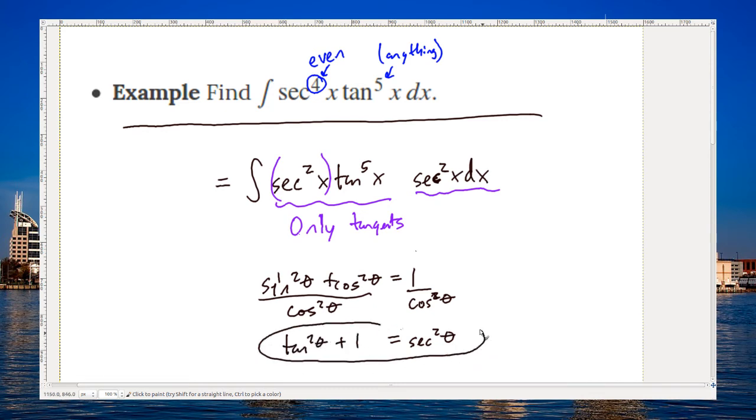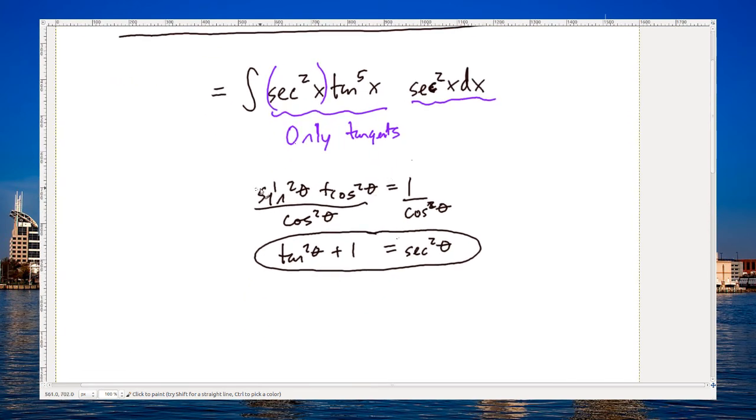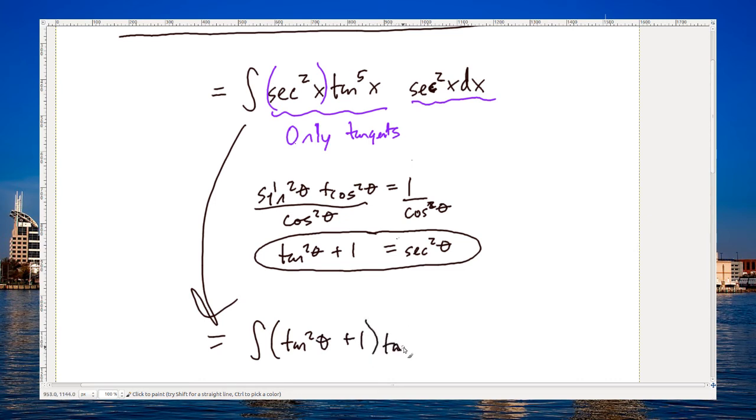And so there's our formula. So we'll take all this up here and replace secant squared with tangent squared plus 1, times tangent to the 5th. There's no thetas, there's x's in the problem. That's no problem though, I'll just have to replace that with my x.